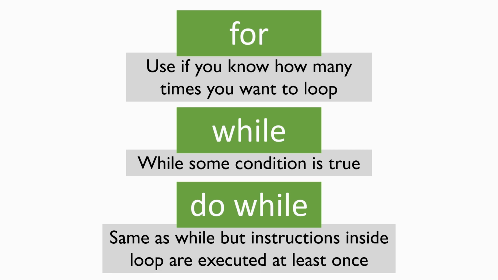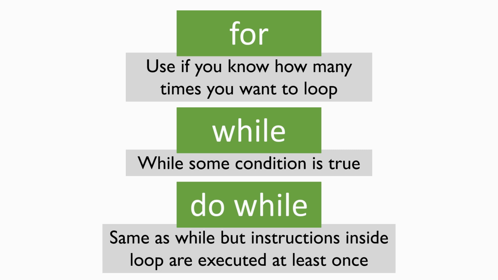A while cycle loops while some condition is true. So a while cycle is used when you are waiting for something and you don't know when it will happen. So for is used when you know how many times you want to loop, and while is used when you don't know how many times you want to loop. I will show you examples in the next lecture.